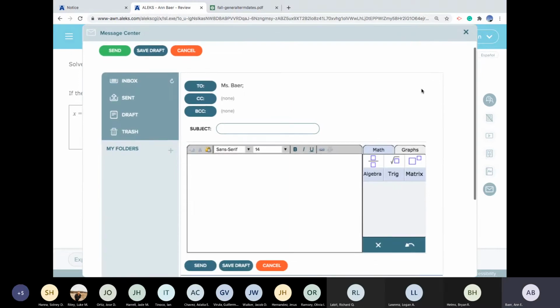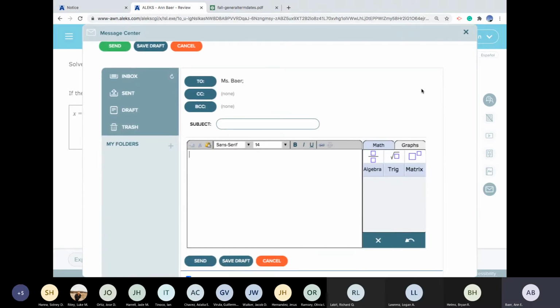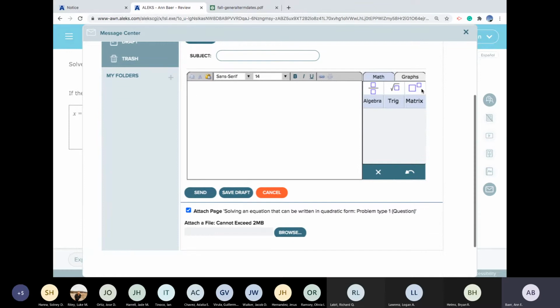So I am requiring all students that have a question to send me an email, and send me the exact problem they're working on. Notice down here that this page has automatically been attached: Solving an equation that could be written in quadratic form, problem type 1. That's the exact topic that we have up here. But not only that, it's the exact topic with the same numbers and the same variables in the same places and so forth.